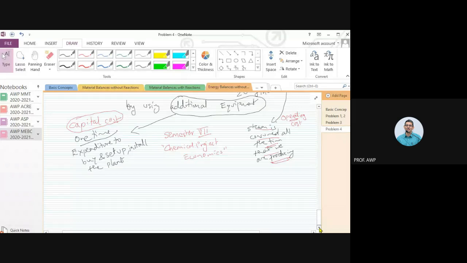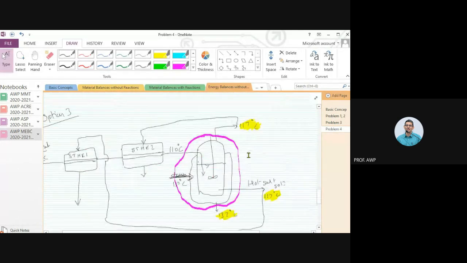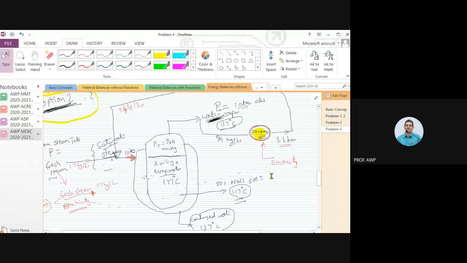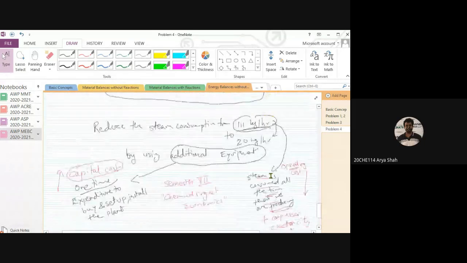But I have been able to reduce the operating cost by increasing the capital cost, either for buying exchangers or the compressor. Plus this compressor also will incur electricity cost. That is also an operating cost, because I will need to operate the compressor whenever I am producing the salt in this particular option. Do you agree with that? Yes, sir.